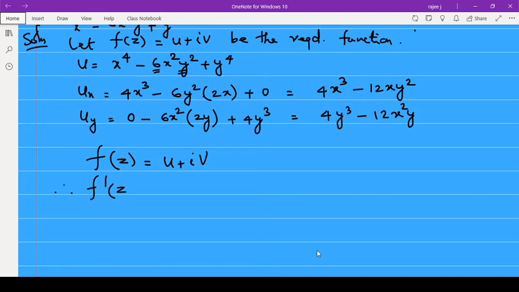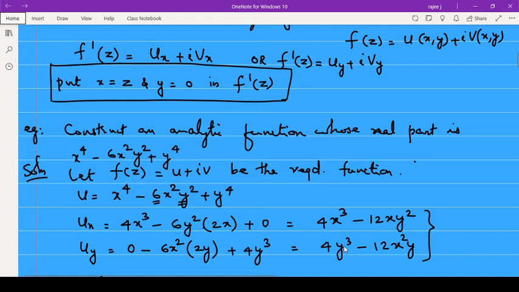f dash z is equal to, as I told you, you can write ux plus ivx or uy plus ivy. Be careful, if you are writing x here, here also it should be x only. It should not be x here and y there. So ux plus ivx. Now in this answer, if you are looking, here we have only ux and uy. Anyway, now we are going to find the analytic function.